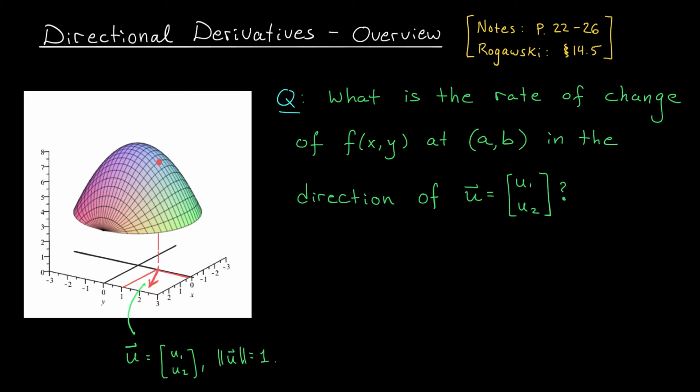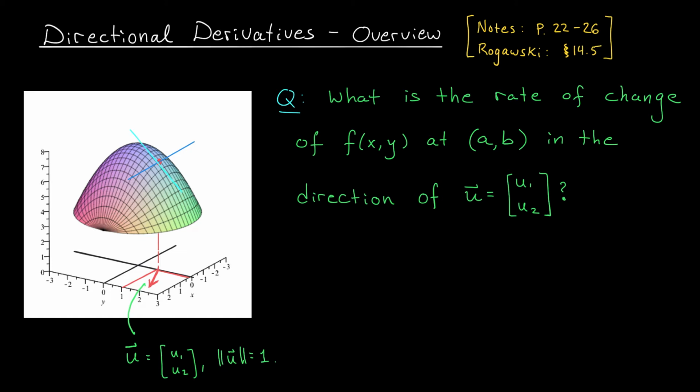If we move from (a, b) in the direction of the positive x-axis, then we're calculating the slope of this tangent line here. That's the partial derivative with respect to x at (a, b). Alternatively, if we move from (a, b) in the direction of the positive y-axis, then we're calculating the slope of this tangent line. That's the partial derivative with respect to y at (a, b).